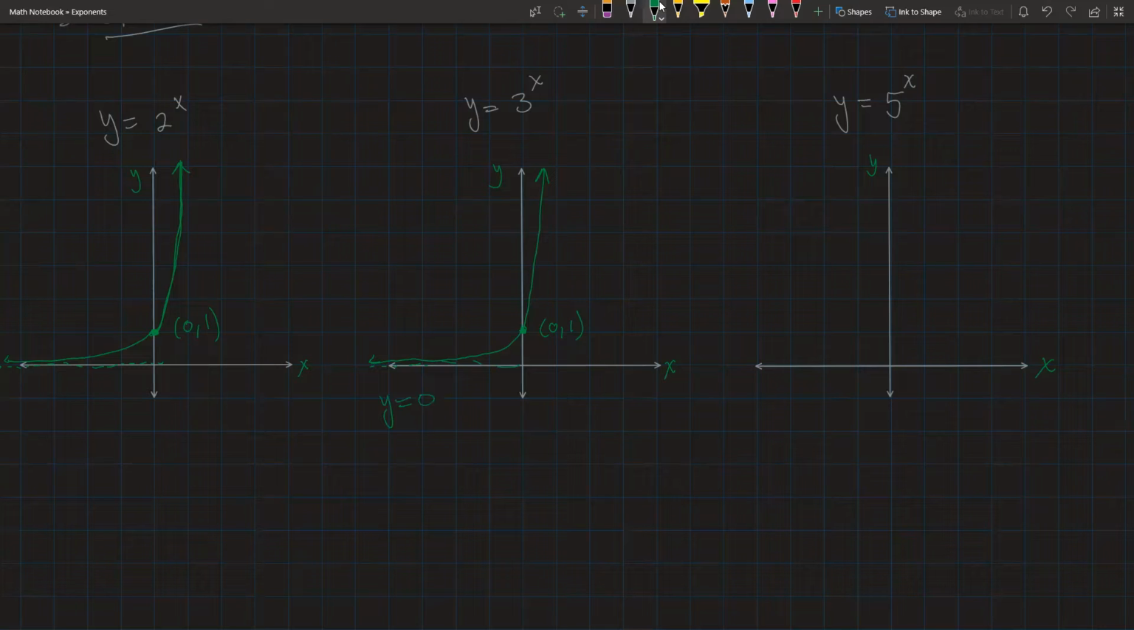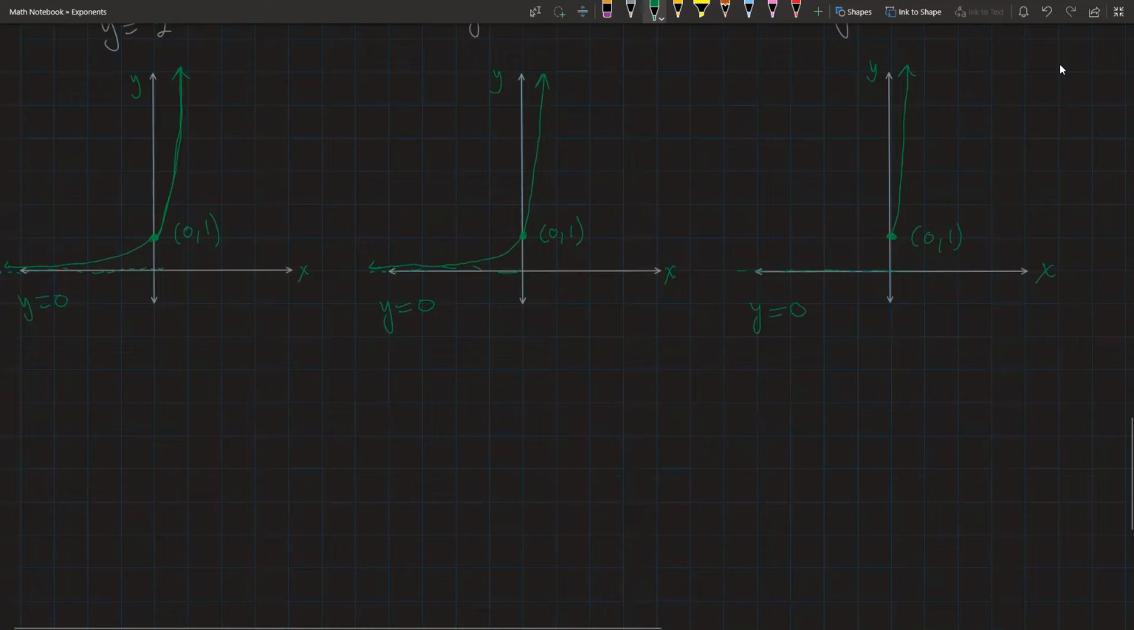Let me rewrite that better. y equals 0 is the boundary for both of these. Therefore, what do you think is going to be the boundary for y equals 5 to the x? It's still going to be y equals 0. And what is 5 to the 0? It is still a y value of 1. So (0, 1). Notice how all 3 of them go through the same point. But remember that this one's just increasing at a much more rapid pace than the other two. And it also approaches 0, but never reaches it. It gets closer and closer with some curvature. Notice how all 3 of them are curving up.